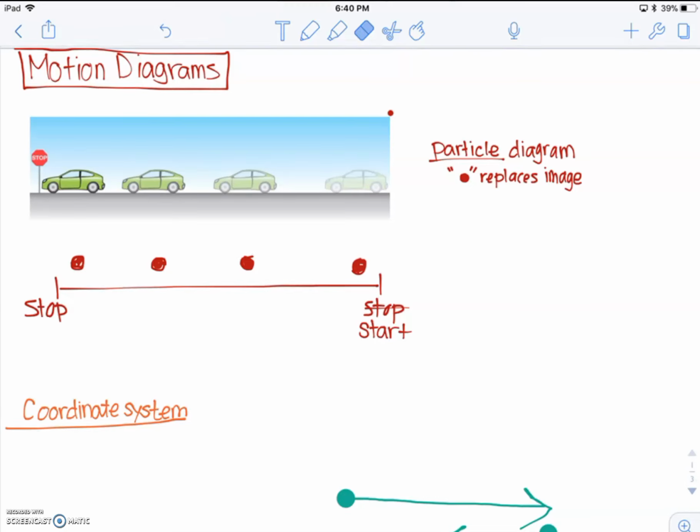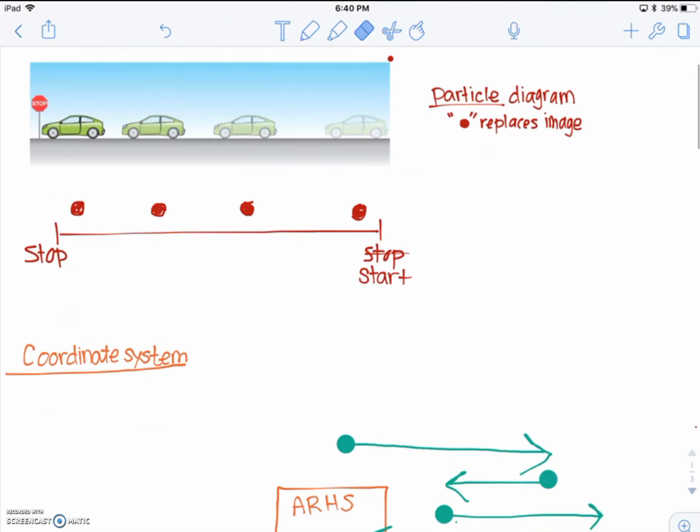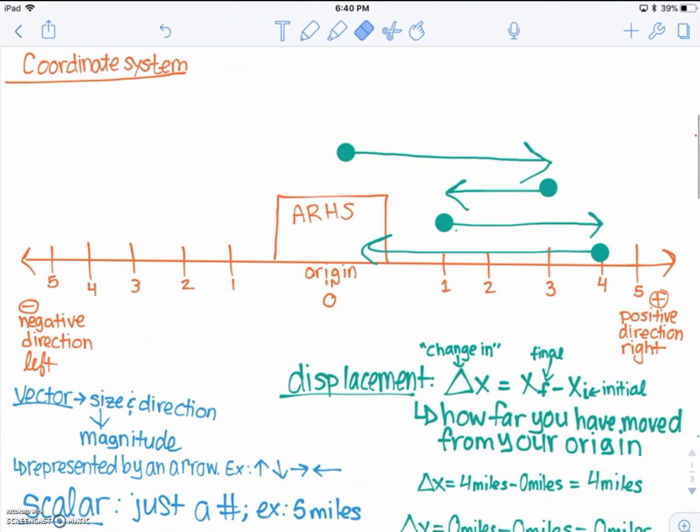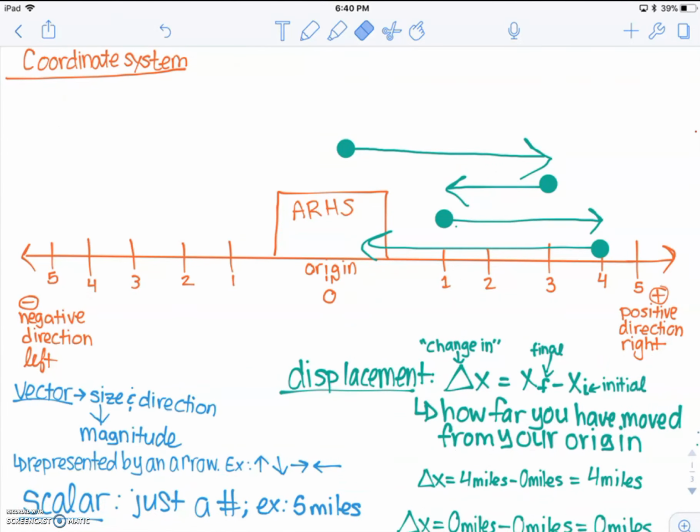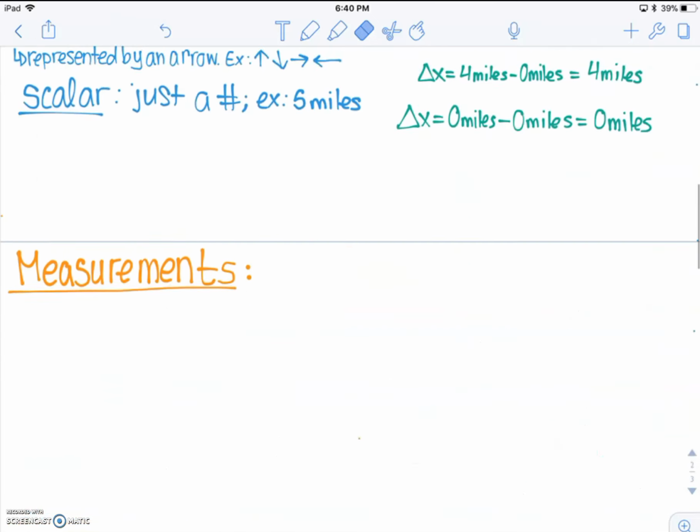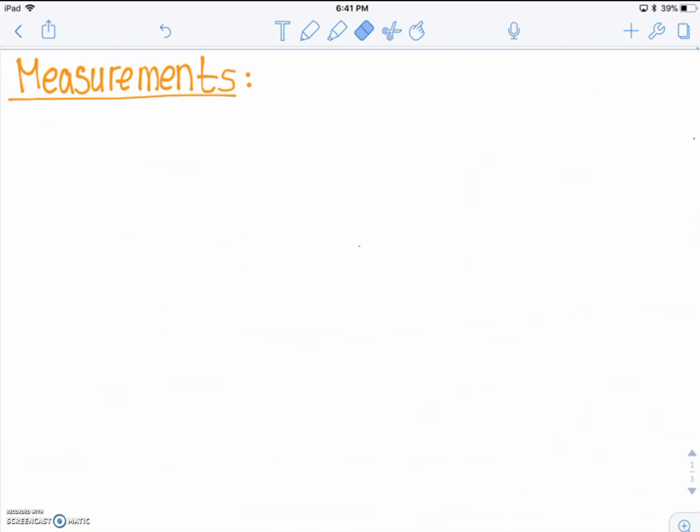All right, kiddos. So in our last video, we went over motion diagrams, specifically particle diagrams, motion in general, what a coordinate system was, vector, scalar quantities, and displacement. And in this video, we're going to focus on measurements. So a measurement is a quantity that has both a number and a unit.